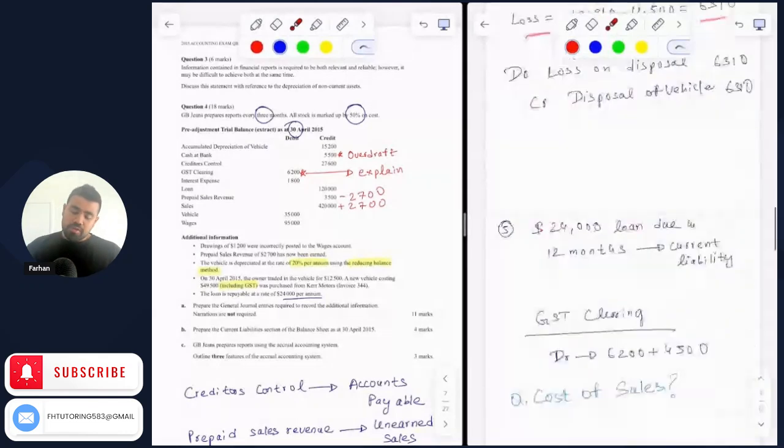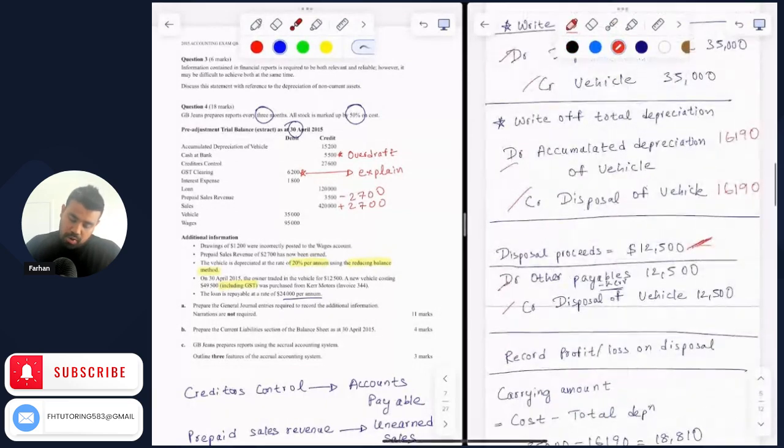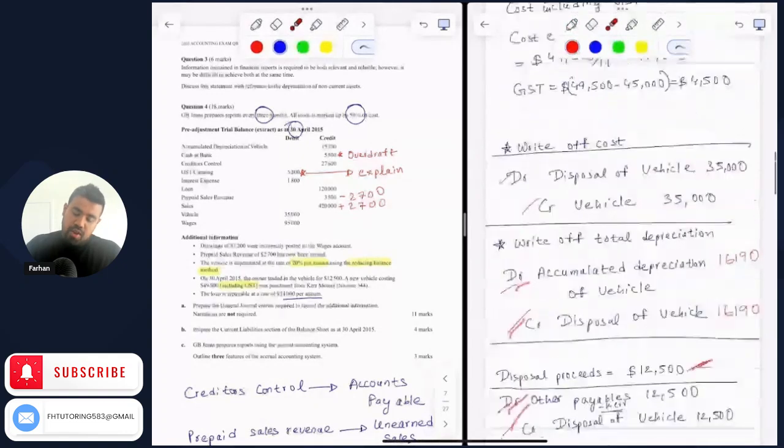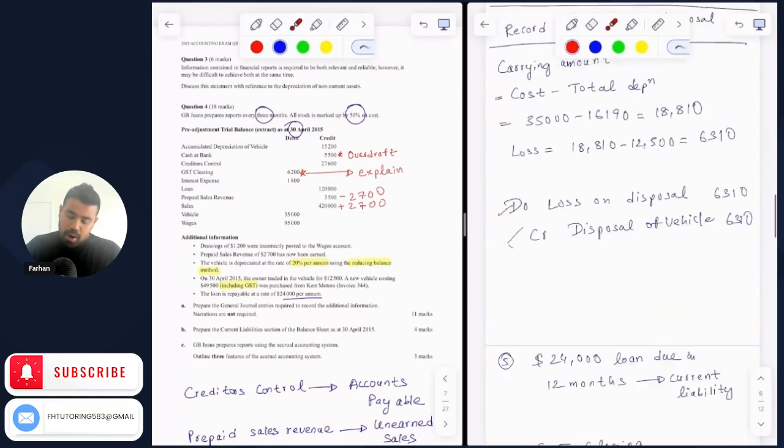So every time you have a loss, you debit it because it's an expense. Every time you have a profit on disposal or any income or any sales or revenue, you credit it. So now that we have a loss and we know we are debiting it, you debit loss on disposal of vehicle by 6,310, and then you credit disposal of vehicle for 6,310. So if you do all these 11 lines of entries that we have just done, 1, 2 here, and then we have done 3, 4 here, 5, 6, 7, 8, and then 9, 10, 11. So altogether 11 lines of entries. Pretty sure you're going to get full marks in the exam. All right. So that takes care of all the requirements for part A.